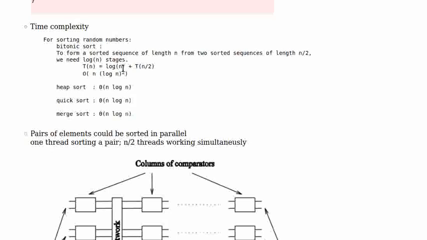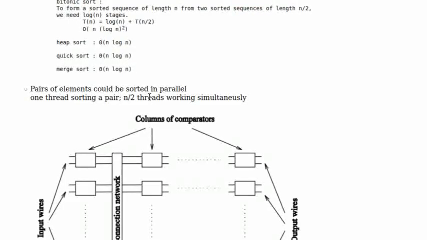So this is not very good compared to other popular sorts like heap sort. The time complexity for sorting random numbers is theta n log n, and for quick sort also theta n log n, merge sort theta n log n, but this is not n squared. So in general, if on a serial computer, this is not efficient.